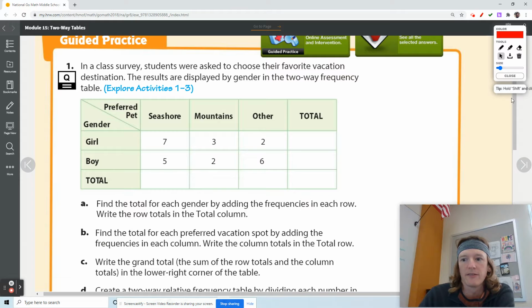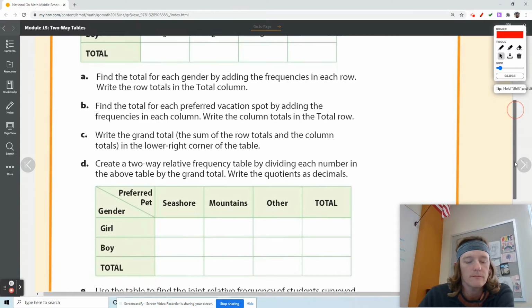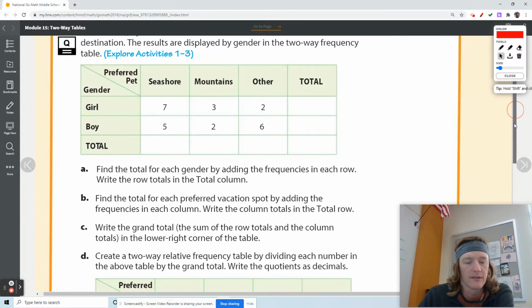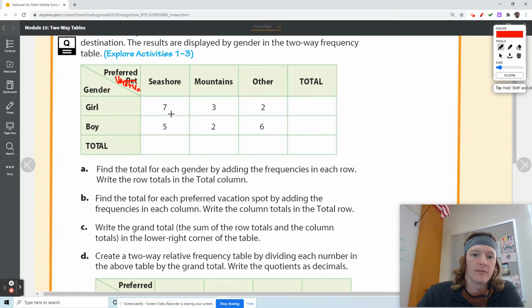So we have, let's see, yeah, that's fine. We've got 7 girls who preferred, I don't think it's pet, preferred vacation. 7 girls prefer the seashore, 3 girls prefer the mountains, and 2 girls prefer somewhere else. So we need to fill in these blanks, and I think we're all pretty good at this point.